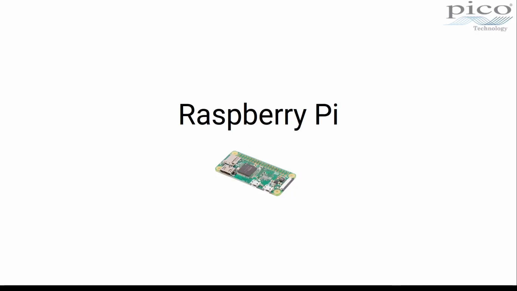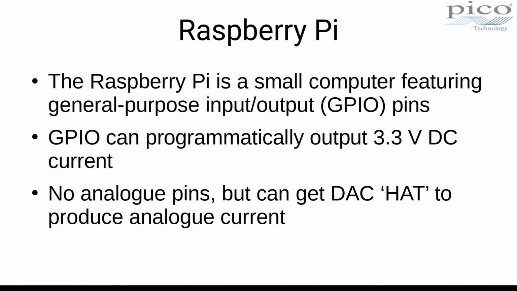In this lecture, we'll be looking at using a Raspberry Pi as a digital signal generator. To follow along, you'll need a Raspberry Pi, a microSD card, and a means of reading and writing to the microSD card. The Raspberry Pi is a small form factor computer that features general purpose input-output or GPIO pins. Using Python, GPIO can be programmed to output 3.3 volt DC current.